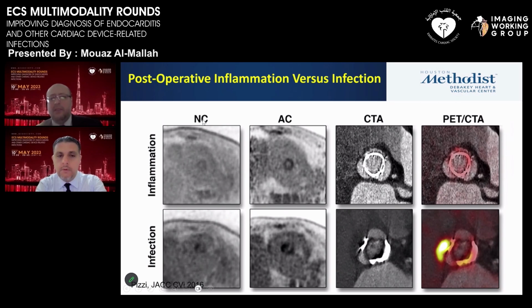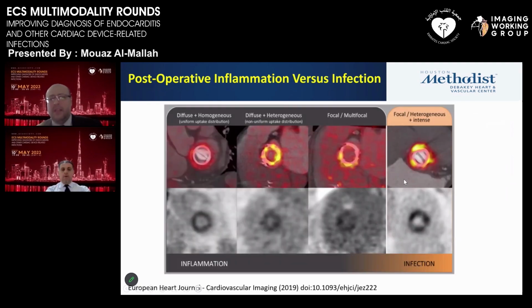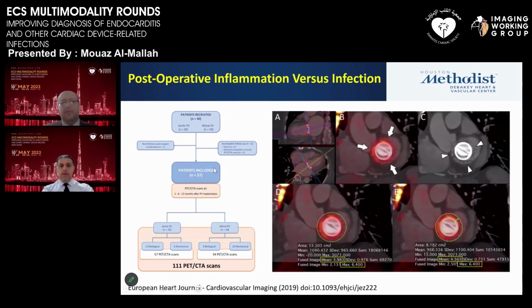The other thing I want to highlight: you need to look at both the non-attenuation corrected and the attenuation corrected images. If the FDG uptake looks worse or significant only on the attenuation corrected, this is most likely not real. You can see here there's minimal uptake, but it becomes more. But the real one is actually present on both. So it's very important to look at that. Again, there is a whole spectrum between inflammation and infection, and it may be difficult sometimes to ascertain what's in the middle. But the pattern you're looking for is focal, heterogeneous, and intense. The diffuse and homogeneous pattern is not endocarditis and more likely related to inflammation.